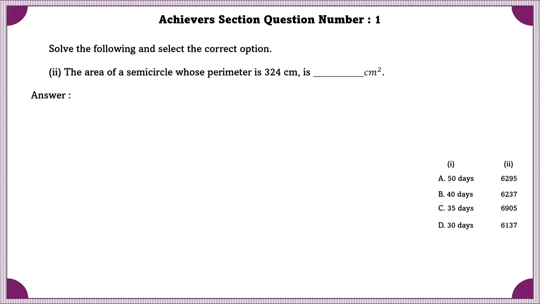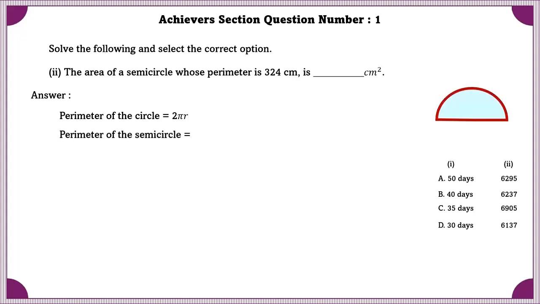Second one, the area of a semicircle whose perimeter is 324 centimeters is dash centimeter square. Perimeter of the circle is equal to 2πr. Perimeter of the semicircle is equal to the sum of half of the circumference plus the diameter. Given πr + 2r is equal to 324 centimeters.